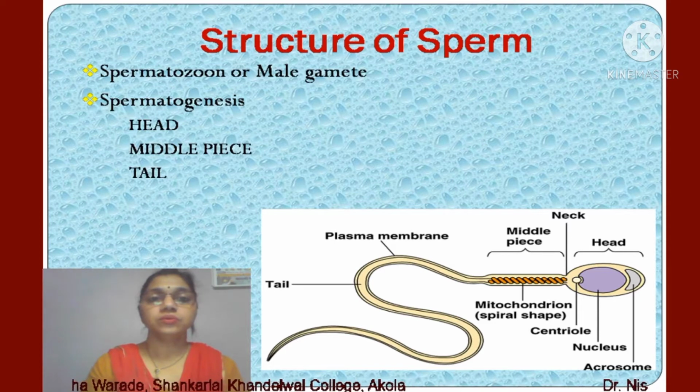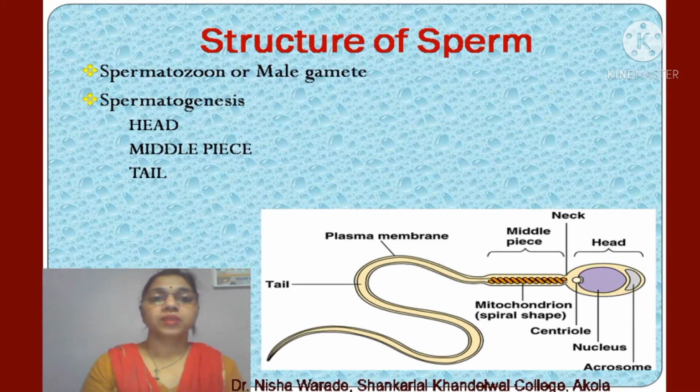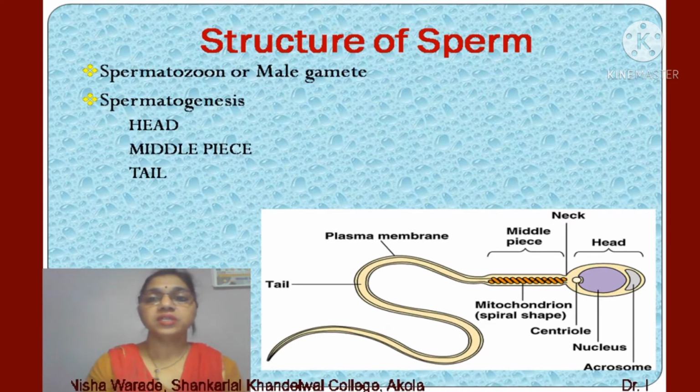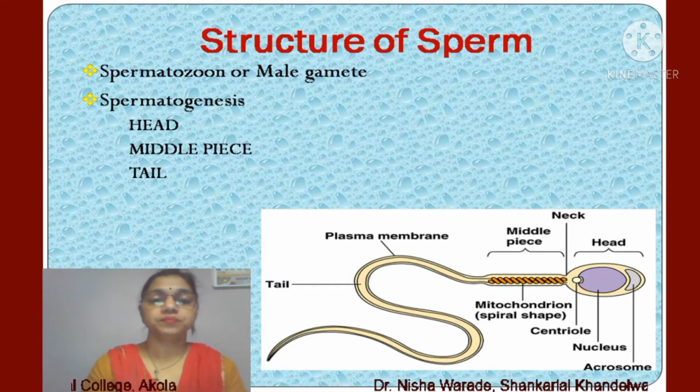The acrosome is formed from the Golgi complex and contains enzymes like hyaluronidase, used for penetrating the female egg during fertilization. It also contains a vacuole. The neck or connecting piece is a very short region having 2 centrioles. The proximal centriole plays a role in the first cleavage of the zygote, and the distal centriole gives rise to the axial filament of the sperm.